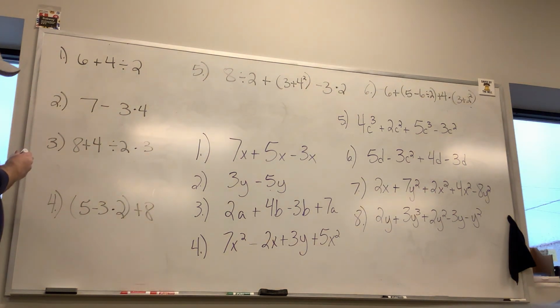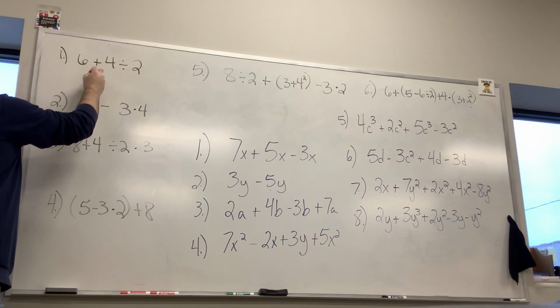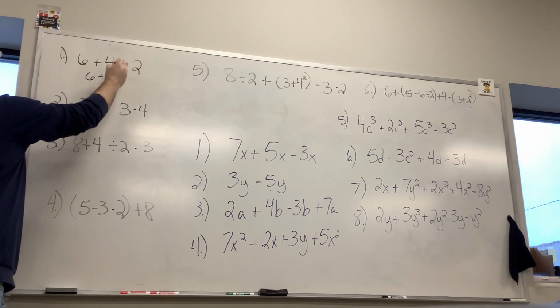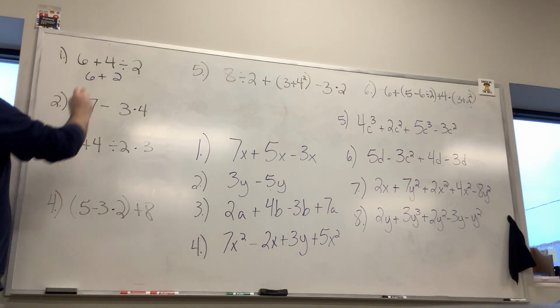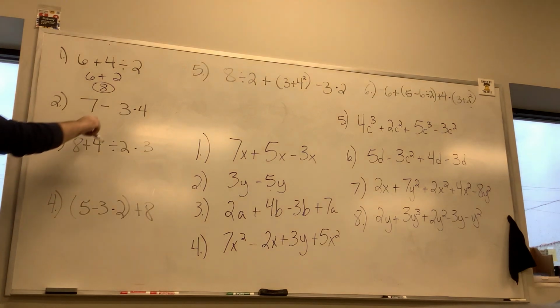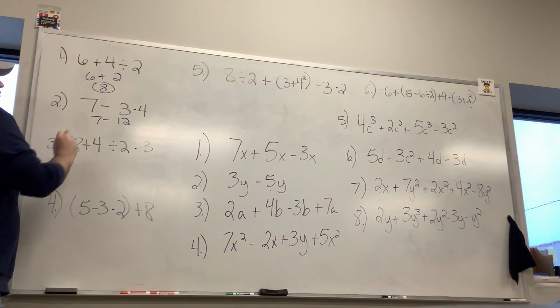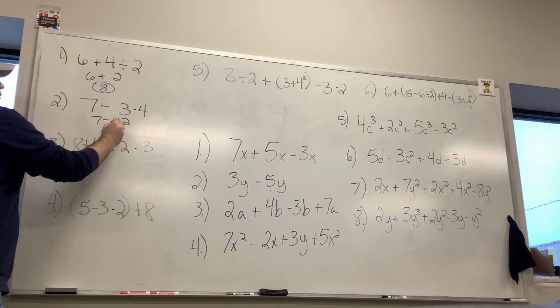So let's go through here. We've got an addition, division, so we're going to do the division first. So we're going to end up with 6 plus 2, 4 divided by 2 is 2, and then we end up with 8, okay? Then we've got a subtraction, multiplication. Multiplication first, so 3 times 4 is 12, so we're going to have 7 minus 12, which is negative 5.